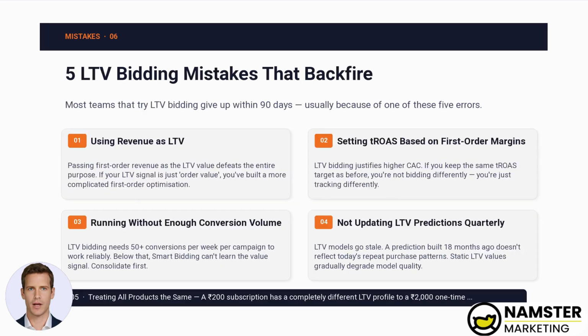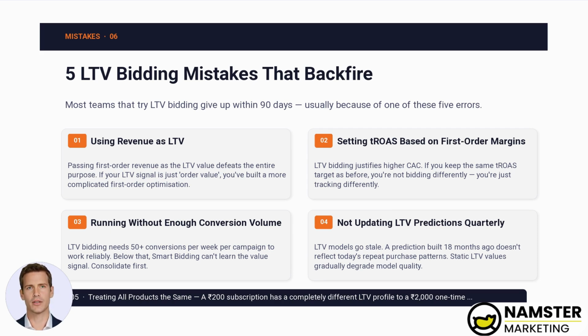Transitioning to this model is not without risks. Most teams fail because of 5 common errors. First, using current revenue as a proxy for LTV; this just recreates a more complicated first-order model. Second, failing to adjust ROAS targets. LTV bidding justifies a higher CAC, so keeping old targets will stall your growth. Third, running without sufficient volume. You need at least 50 conversions per week per campaign for the AI to learn effectively.